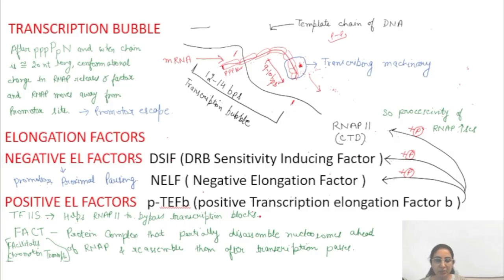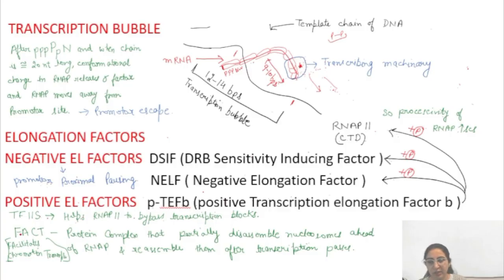What are transcription blocks? After covering this region which was proximal to the promoter region, all along the path, this RNA polymerase tends to slow down or halt again and again. These are known as the transcription blocks and these are bypassed with the help of transcription factor 2S, which is actually an elongation factor. And what are the other elongation factors?